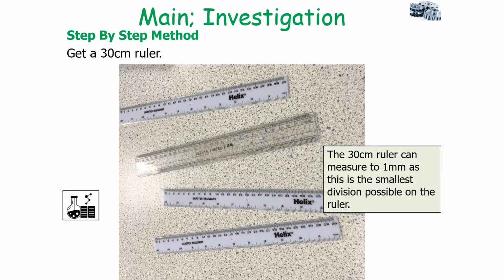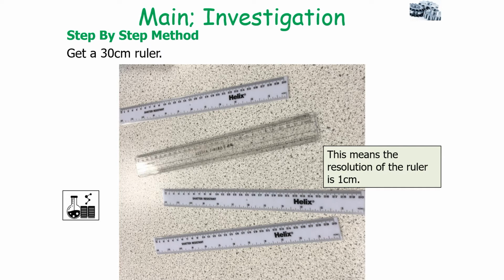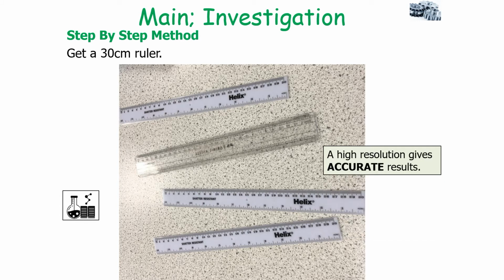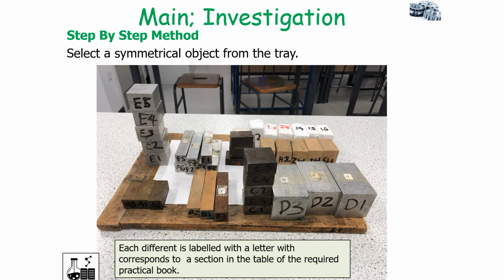You would then get a 30 centimeter ruler. Now, the 30 centimeter ruler can measure to 1 millimeter, as that's the smallest division possible on the ruler. So that therefore means the resolution of this ruler is 1 millimeter. So the resolution is the smallest possible value that can be read on the device. Now, a high resolution gives you accurate results.